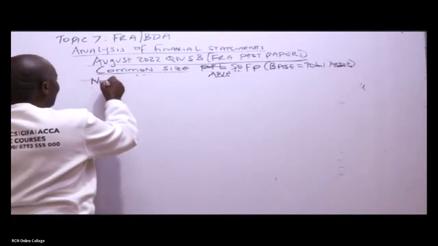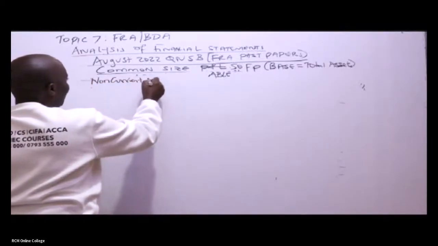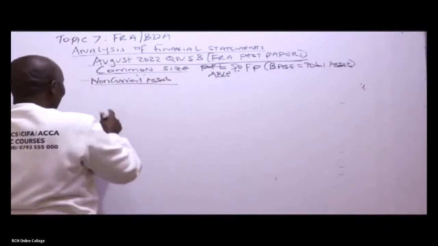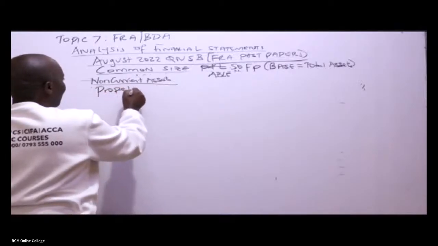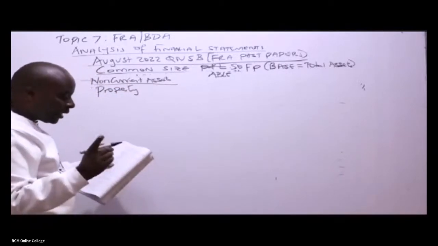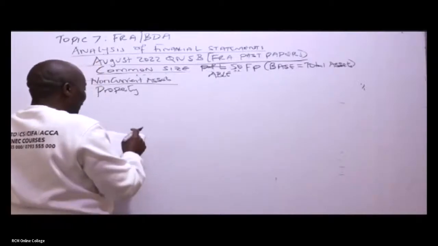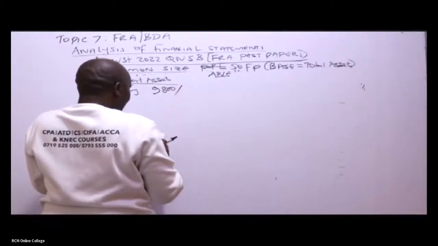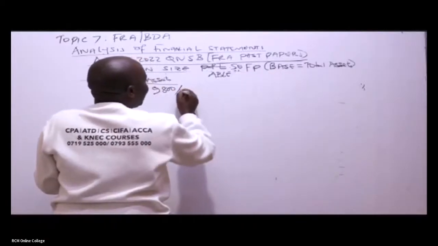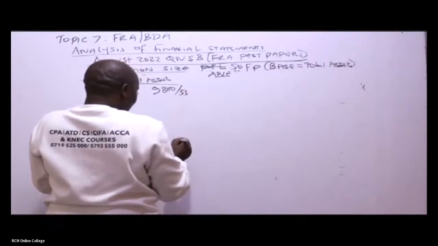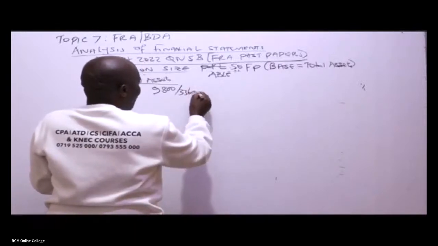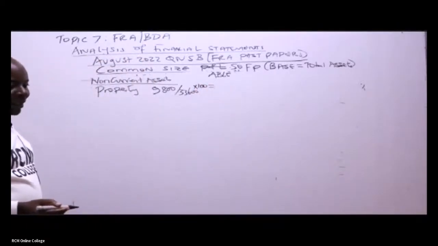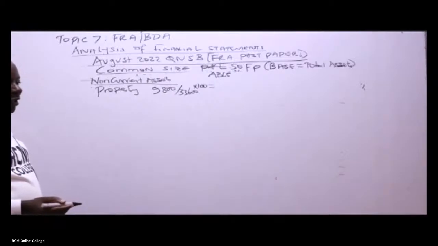So we have non-current assets. Under non-current assets, ladies and gentlemen, I can see property. For Ebo, the property is 9,800. Divide this by the total assets you have given me, which is 33,600, times 100. What are you able to get there? 9,800 divided by 33,600 times 100.